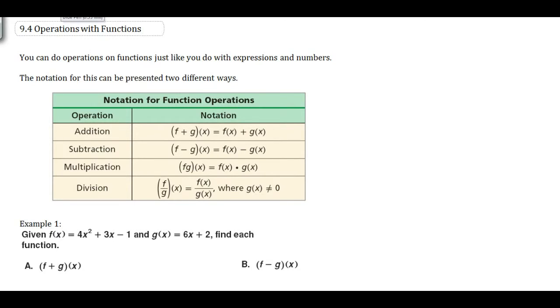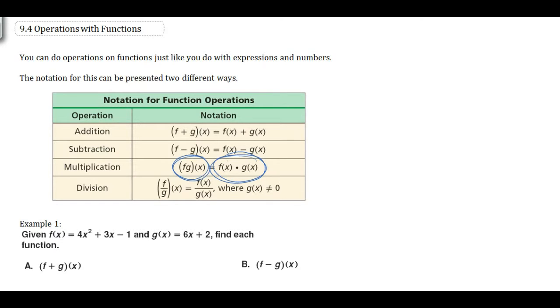Now the funny part though is the way it's written. Let's talk about addition and notice this little box in the middle of the screen. They can write it like this or they can write it like this. It means the same thing. It means add the two functions together. In other words, really just combine like terms. Notice subtraction has two ways. Notice multiplication has two ways, and that's probably the most confusing one.